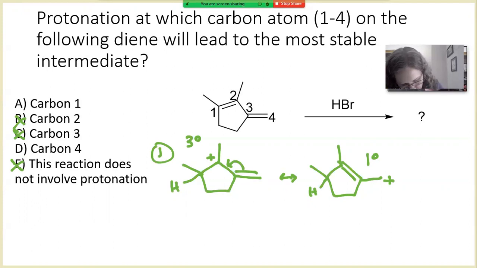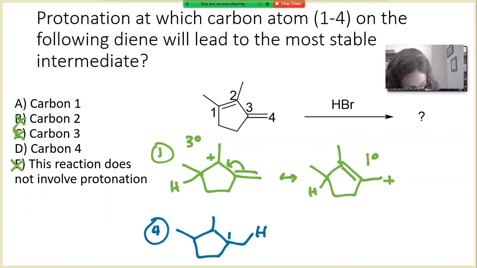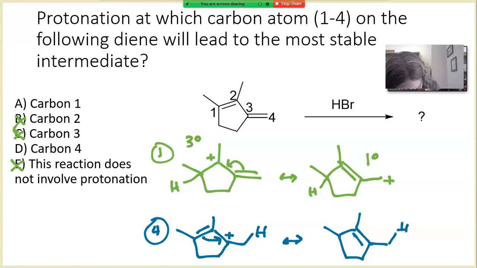Next, let's take a look at a protonation site of carbon 4. So if we protonate at carbon 4, like so, we'll make this carbocation. And then if we draw the resonance contributor, we will have this molecule here. So we have a tertiary carbocation here. And when we draw the resonance contributor, we also have a tertiary carbocation here.